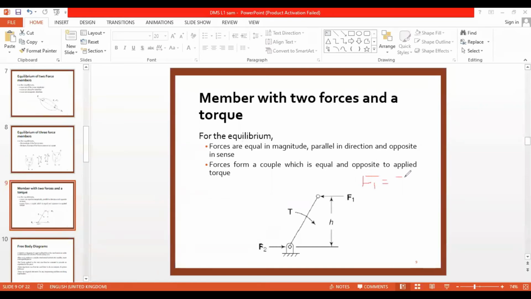Condition: forces are equal in magnitude, parallel in direction. So this one should be parallel to this one. If you see, you can simply say this and this are parallel in direction. So equal in magnitude, parallel in direction, and opposite in sense. This is acting this way and this is acting this way, right? Opposite in sense. So this is one condition.